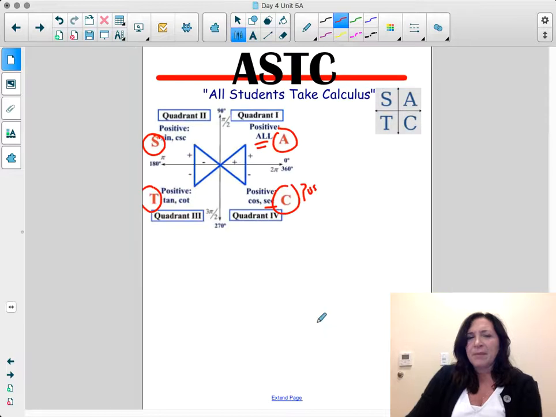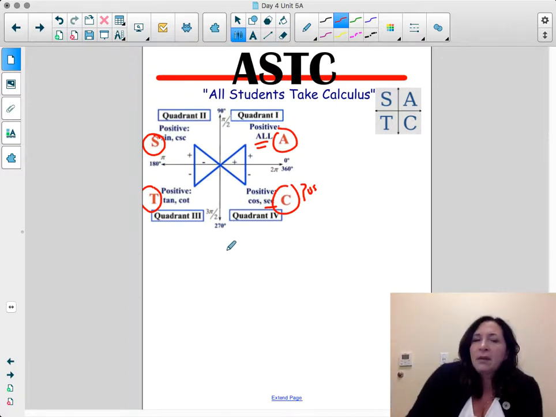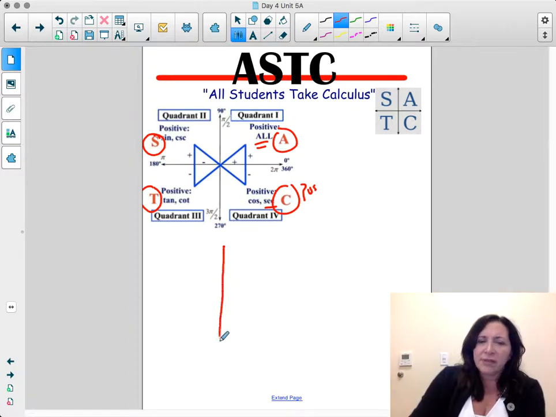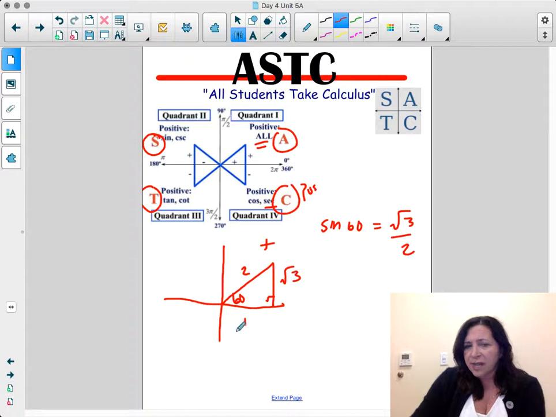Now, what you would be seeing something like this for would be, let's say I'm talking about sine of 60 degrees. In the first quadrant, if this was 60 degrees, that's your root 3, here's 2, here's 1. Sine of 60 degrees in the first quadrant is opposite over hypotenuse, so root 3 over 2. It's positive. And then so is cosine and so is tangent.